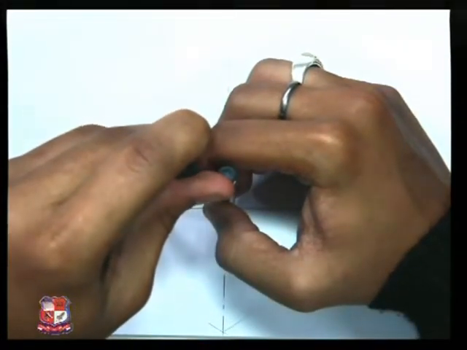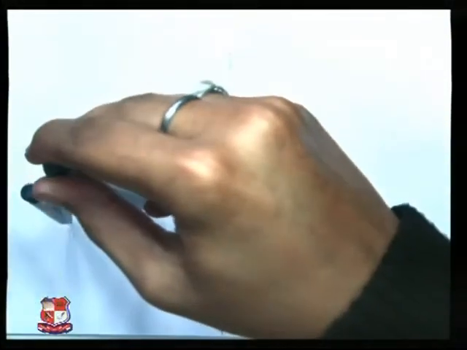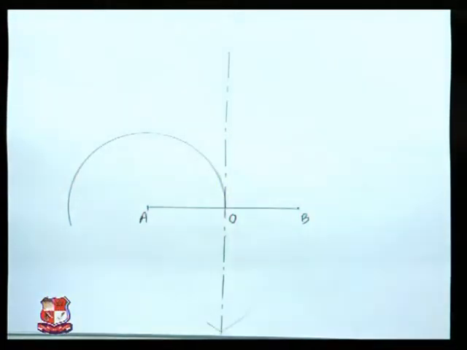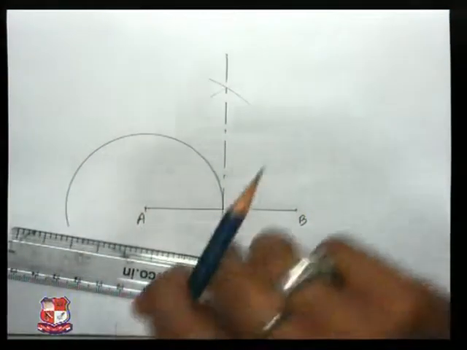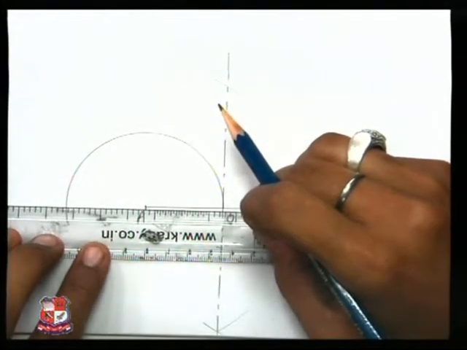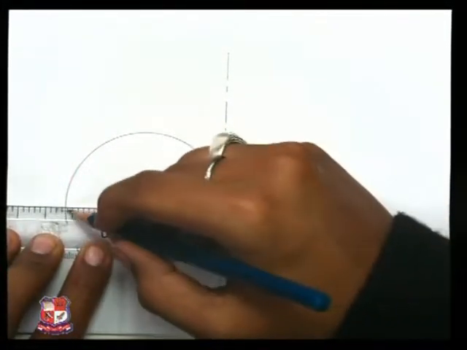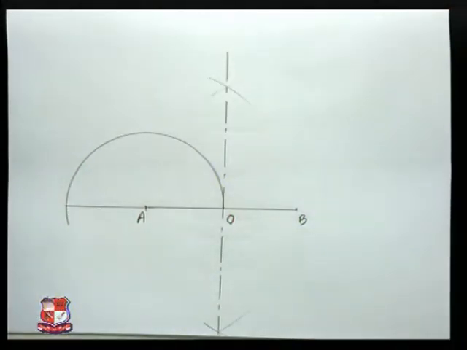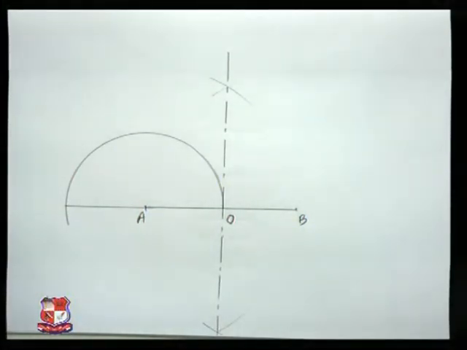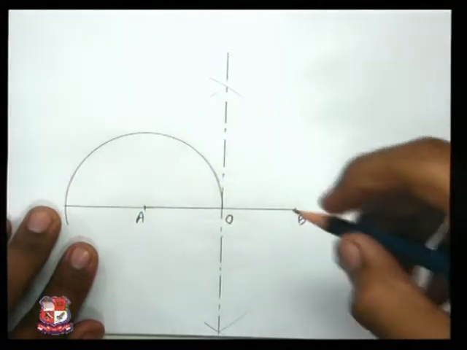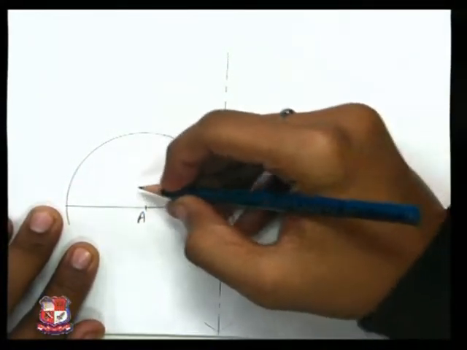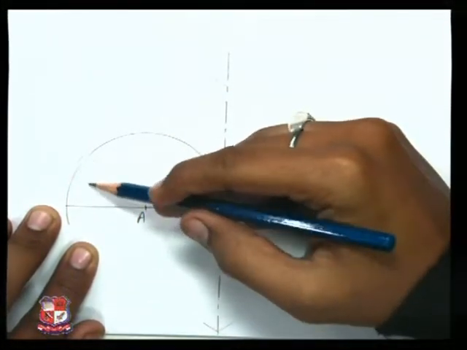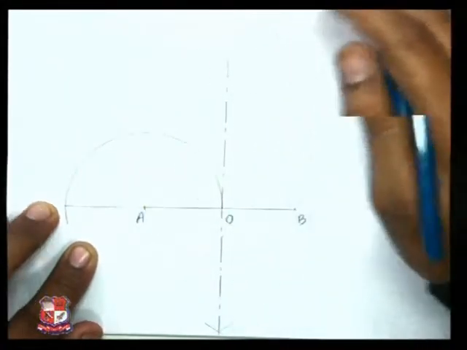Take OA as radius and draw a semicircle. Extend OA line. Now, from point A, we will mark this angle on this semicircle.